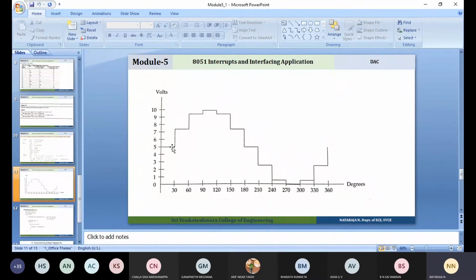It will take some delay. If I am going to take 0, 2, 4 like that, it will keep on varying for each and every step. Each and every step it will increase. Okay, that is the assignment.